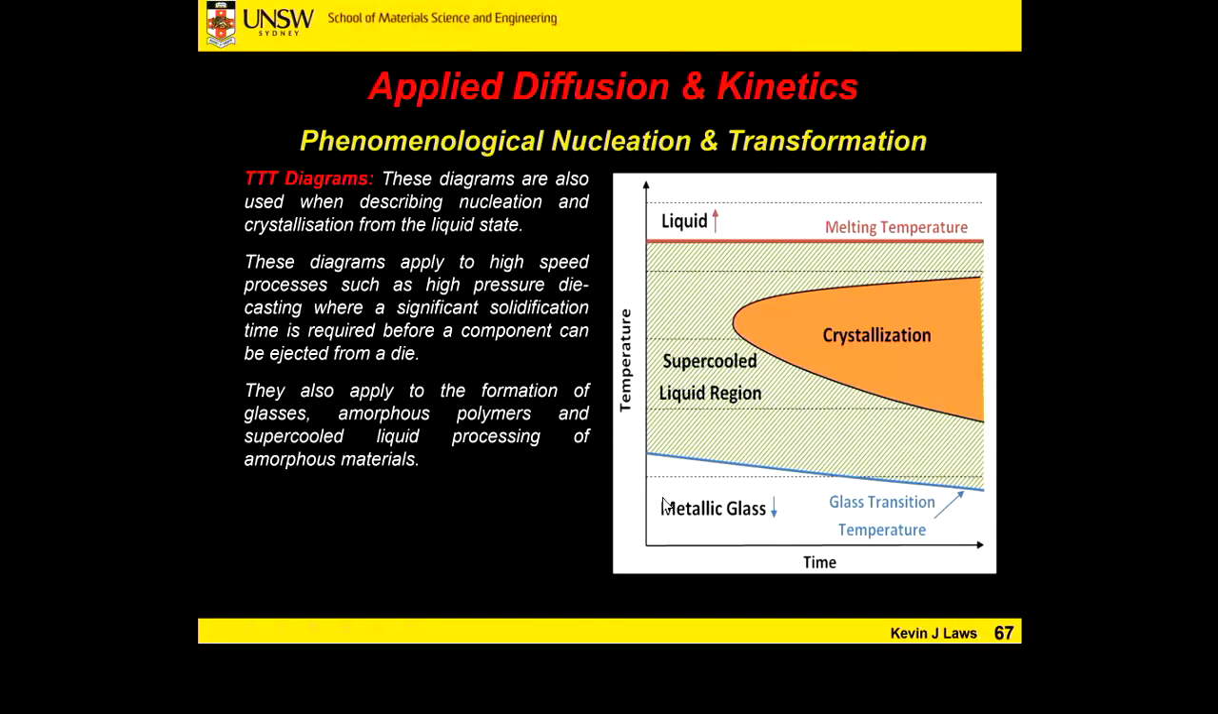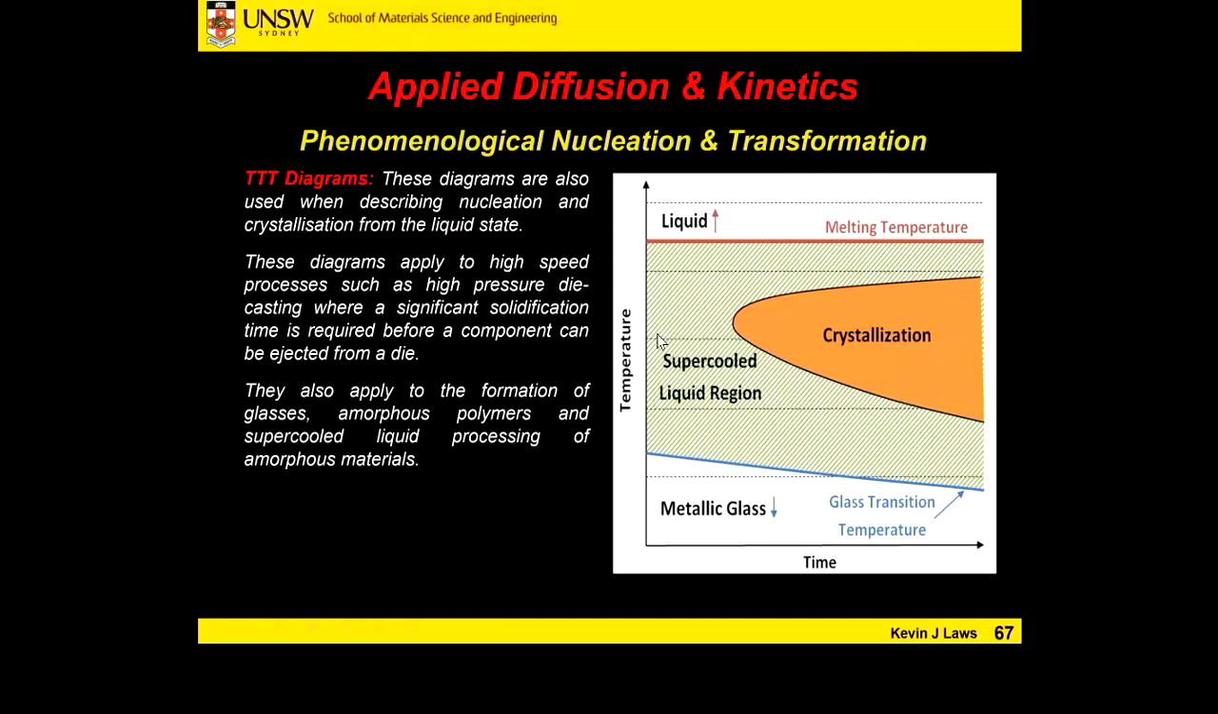With window glass, this line here is very, very flat. It goes for a very, very long period of time, way off the board there, before crystallization would occur. It's because it's very difficult to nucleate and also grow crystalline silica from the vitreous silica.